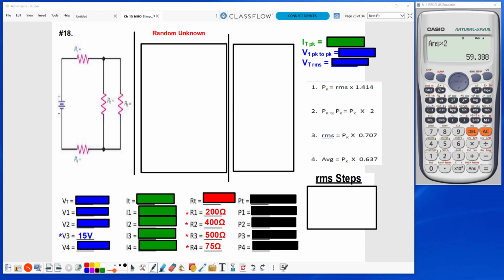In this video, I'll be calculating the AC values from the Chapter 15 Math handout, problem number 18. Again, we have a random unknown combination circuit, and I'm given my V3 voltage amount, and I'm given all of my resistance amounts.